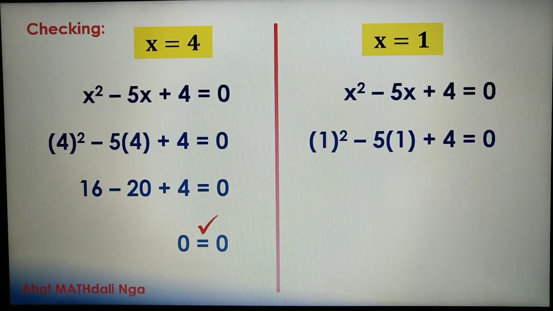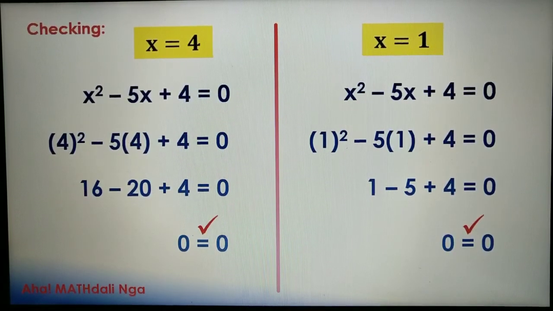Simplify, we have 1. Negative 5 times 1 is negative 5. Copy, plus 4 equals 0. Let's continue. 1 minus 5 is equal to negative 4, plus 4 is equal to 0. And that's true. So we can say that positive 1 is also a solution of the given quadratic equation.